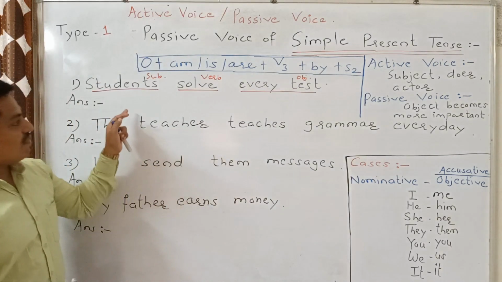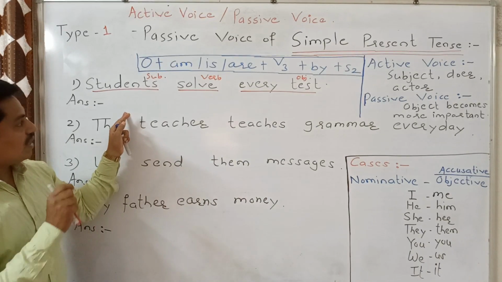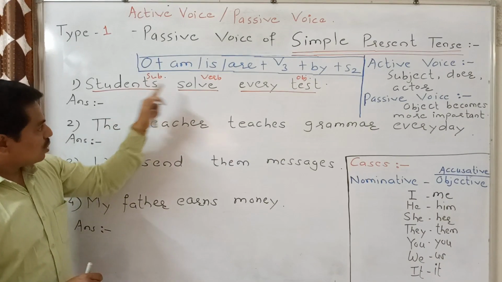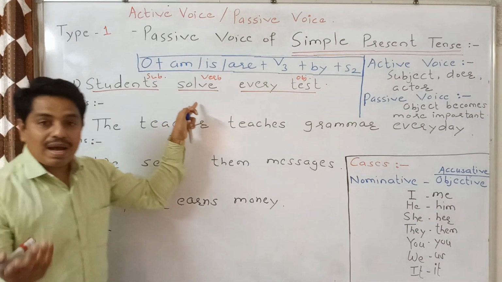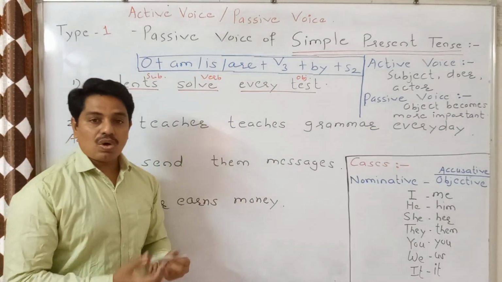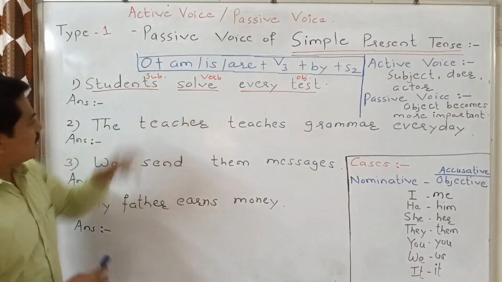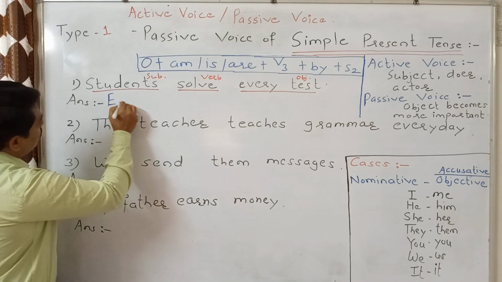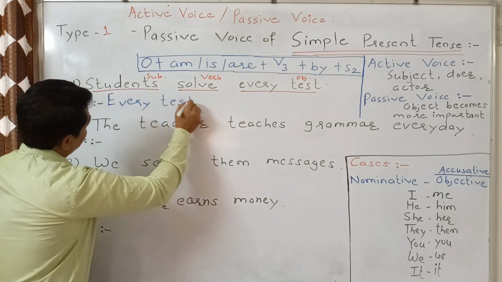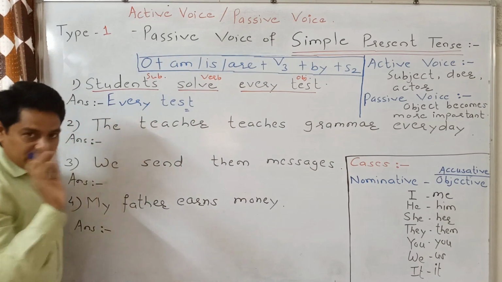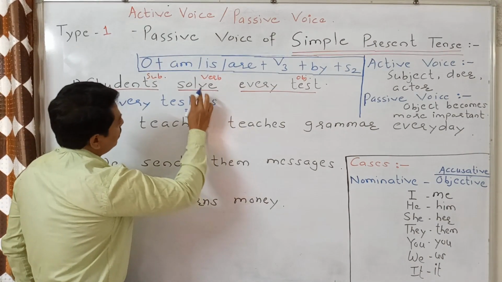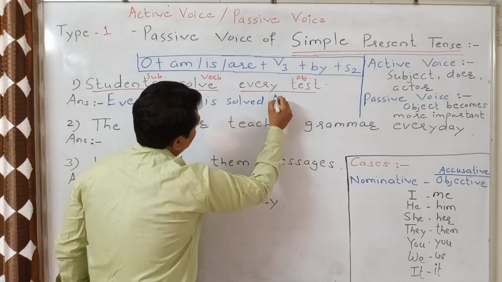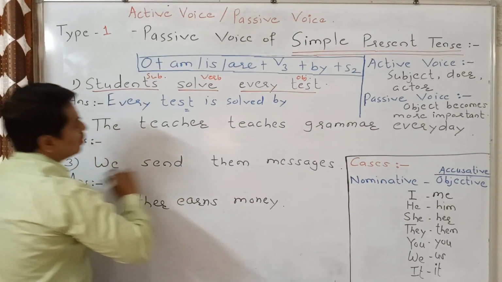How can we ask the question? We can ask like this: What do students solve? What answer do we get? Every test. So, every test is the object. In the beginning of the sentence, we will write the object: every test. This is singular, that's why is. Every test is, plus V3, solve, plus by and S2.